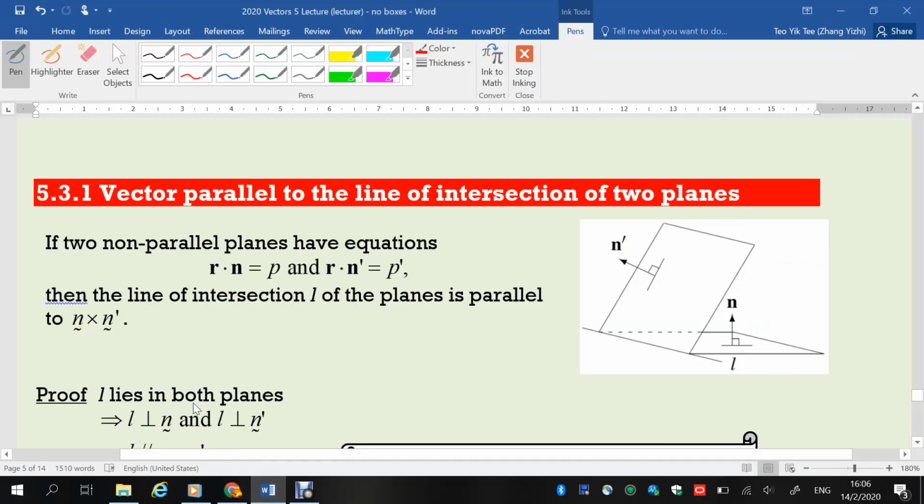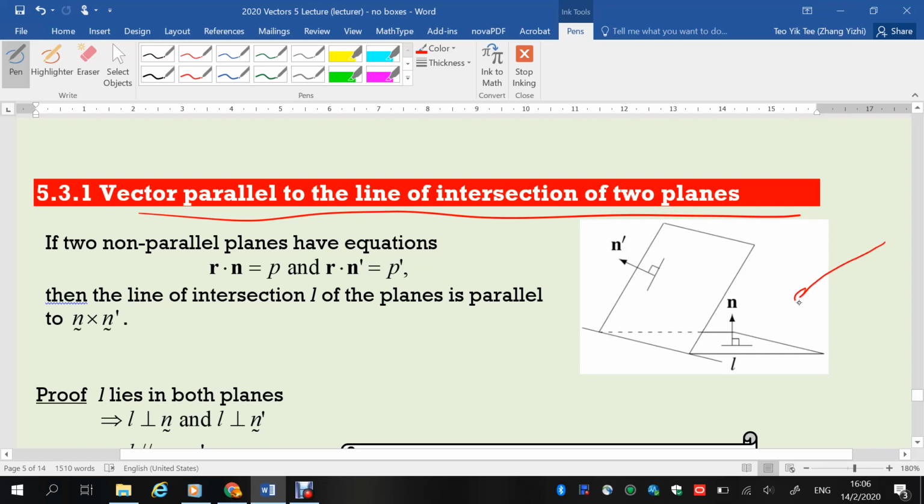Okay, the last part of your chapter 5 is a little bit conceptual and theoretical, a little bit difficult to understand. So try to follow as much as you can. If you read the title, it says the vector parallel to the line of intersection of two planes. I'm trying to find a vector that's parallel to the line of intersection of two planes.